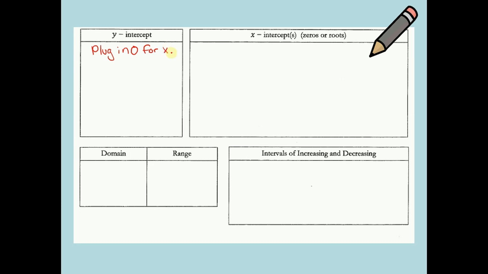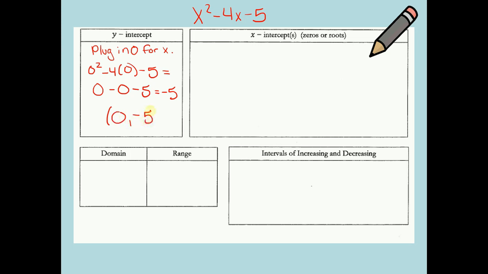So if I plug in 0 for my equation, I'll write it up here so I can remember, I'm going to get 0 squared minus 4 times 0 minus 5. So I'm going to get 0 minus 5, which is negative 5, right? So my ordered pair will be (0, -5). That would be my y-intercept.